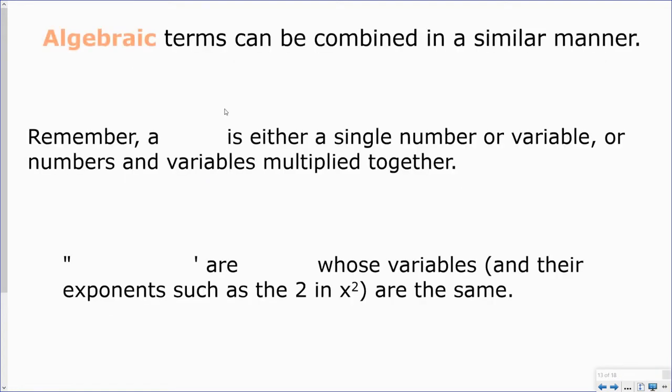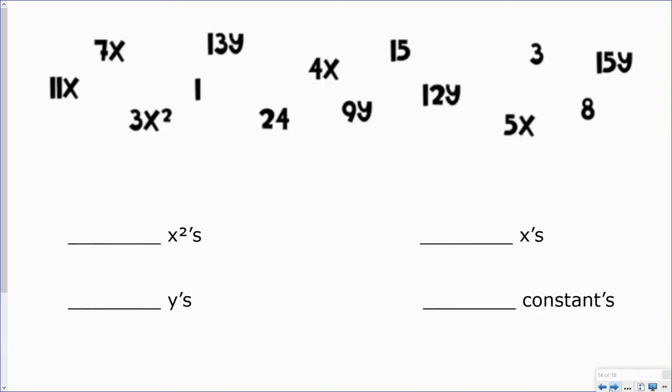So algebraic terms can be combined in a similar manner as what we just did with the popcorn and the movie boards. Remember that a term is either a single number or variable or numbers and variables multiplied together. So like terms are terms whose variables and their exponents, such as 2 and x squared, are the same. So let's take a look at that.